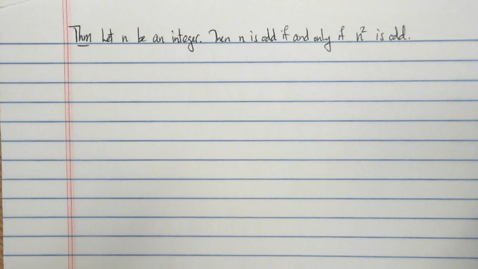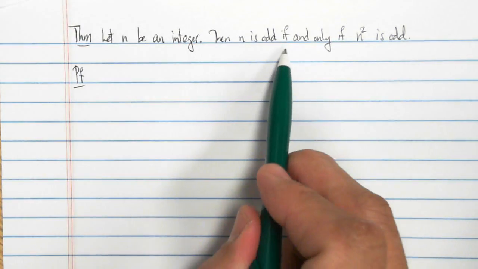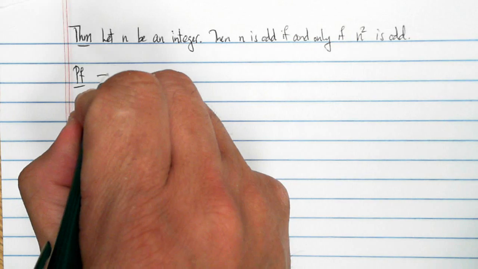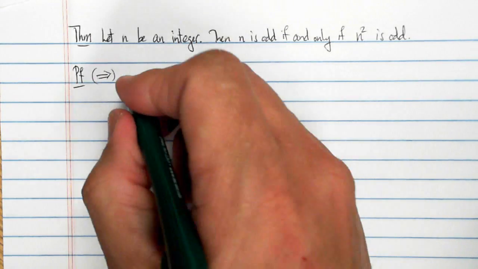All right, in this video, let's prove this theorem. If n is odd, if and only if n squared is odd. Proof. Okay, it's an if and only if, so I have to go two directions. So let's assume first that n is odd.